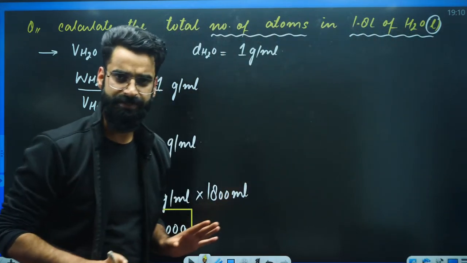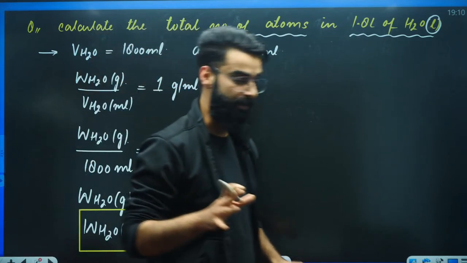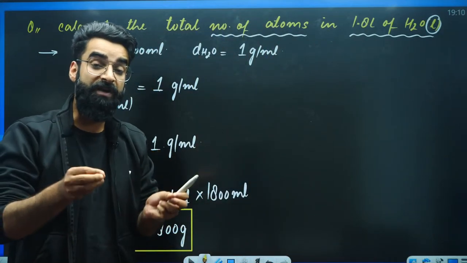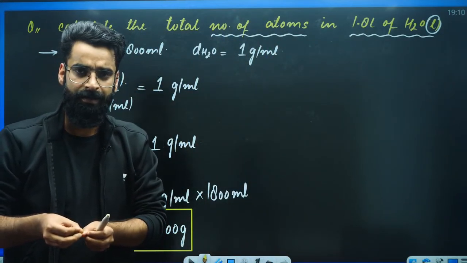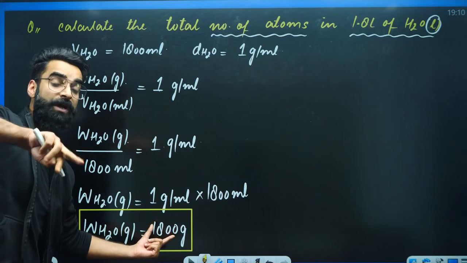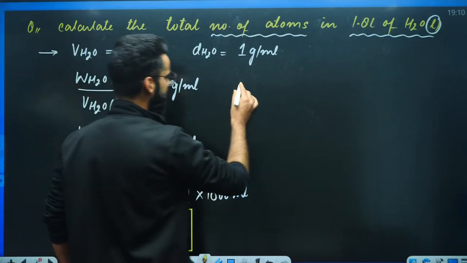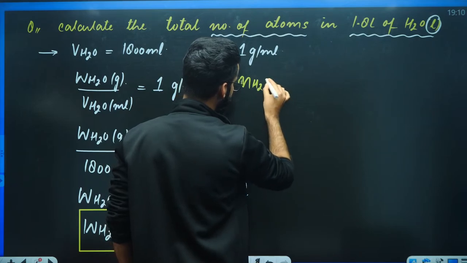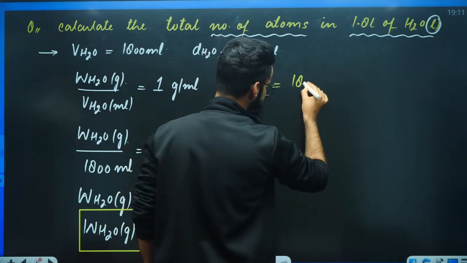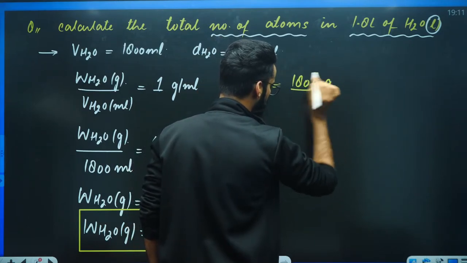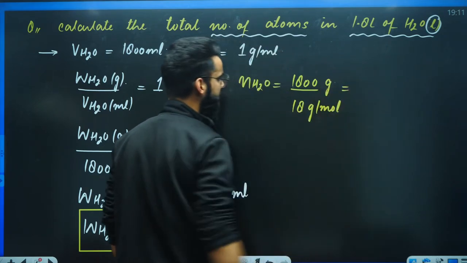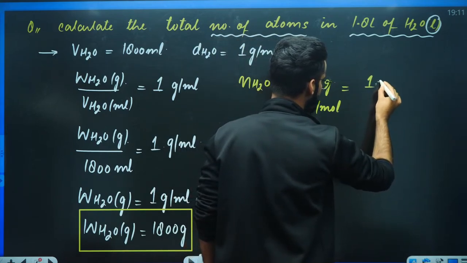Now, we'll be following the same procedure. As I told you, whenever we have to calculate the total number of atoms, you have to convert the given quantity into moles. Our given quantity is basically the mass of water, and you know how to convert mass into moles. So let me calculate the number of moles of water. It will be equal to the given mass of water in grams, which is 1800 grams, divided by the molar mass of water, which is 18 grams per mole. The value over here is simply going to be 100.